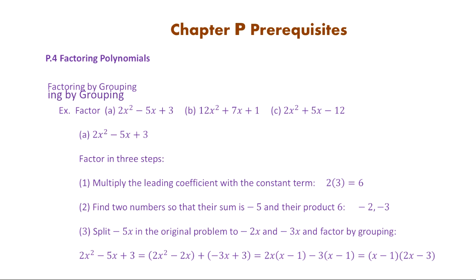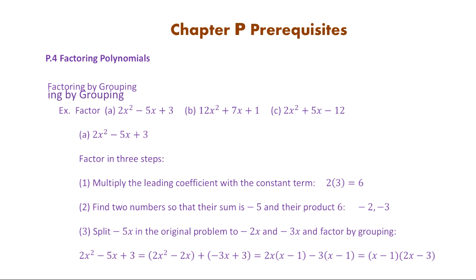So in the first example, we have 2x squared minus 5x plus 3. The leading coefficient is 2, and the constant term is 3. So you multiply them: 2 times 3 equals 6. And now you need to find the 2 numbers so that if you multiply them, you get 6, and if you add them, you get -5, which is the coefficient of the middle term, the linear term.